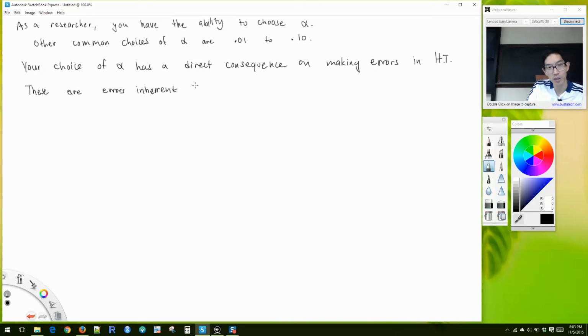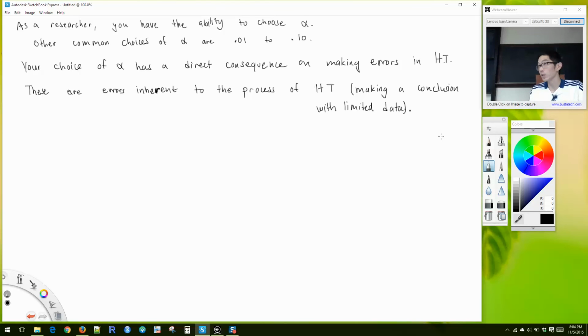Inherent to the process of hypothesis testing, or essentially, basically, making a conclusion with incomplete, you know, with limited data. If you don't have all the information, there's just an inherent possibility of making a mistake.